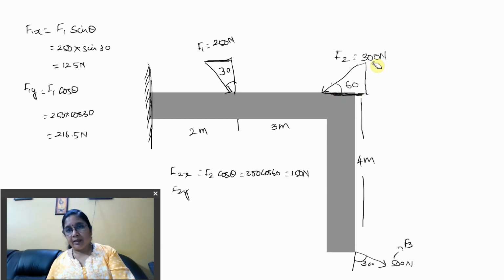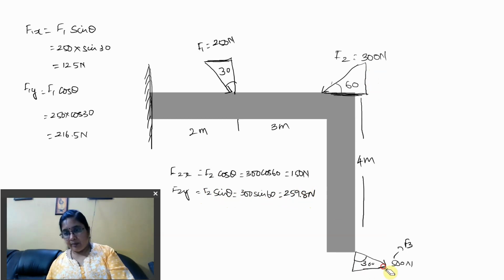Because this is the adjacent side. Your y component is the opposite side. So, it is F2 sine theta. So, that is 300 sine 60, and that works out to be 259.8 Newtons. Now, this is something I have not calculated. Maybe you can calculate it.